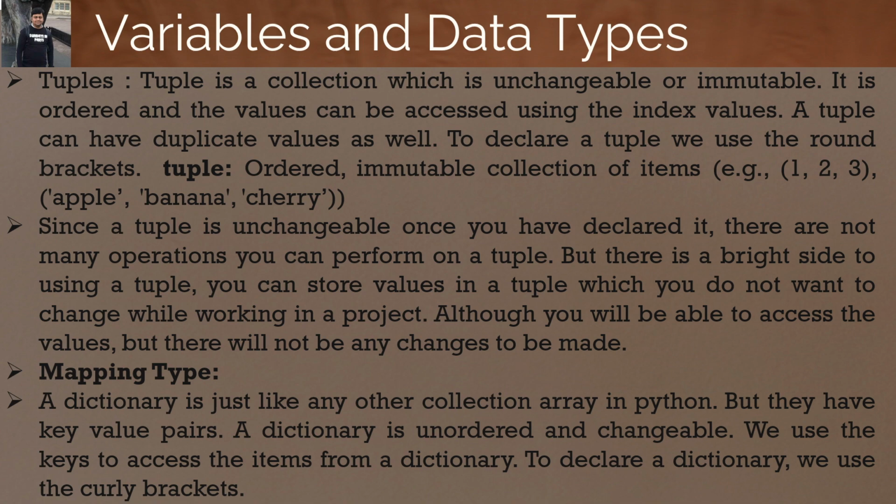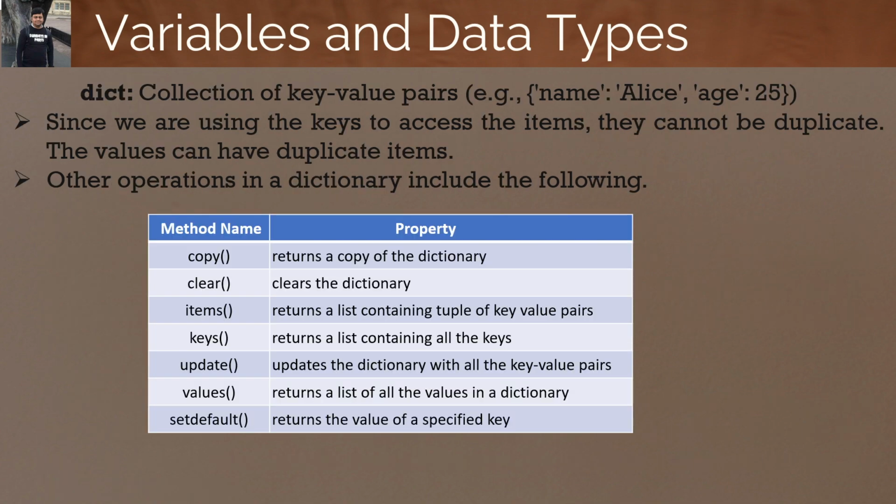To declare a dictionary, we use the curly brackets. So dictionary: collection of key value pairs. You can use the curly bracket, in single quotes name, then colon, then in single quotes alias, then next one will be age and colon 25. So name: alias, age: 25. So this will be a key value pair collection. Since we are using the key to access the items, keys cannot be duplicated. The values can have duplicate items.